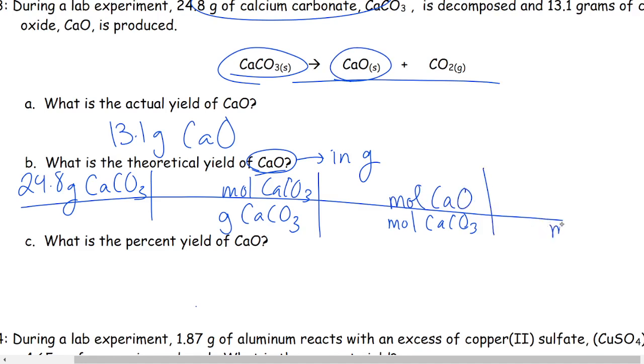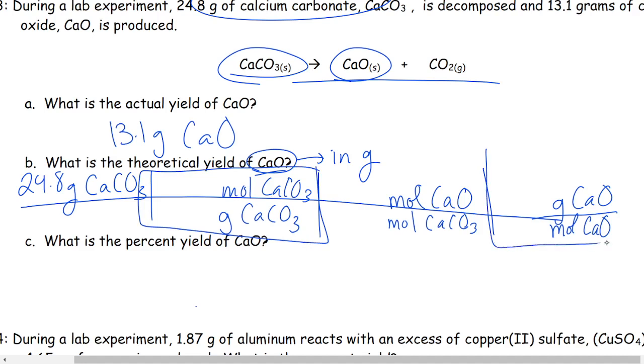I'll bring down the units of moles of calcium oxide, and then I can go to grams of calcium oxide. So right here I have grams to moles, which is molar mass, and then here I also have grams to moles, which is molar mass of a different substance. So for each of those, you're going to have 1 mole that is equivalent to the number of grams that you would calculate from your periodic tables.